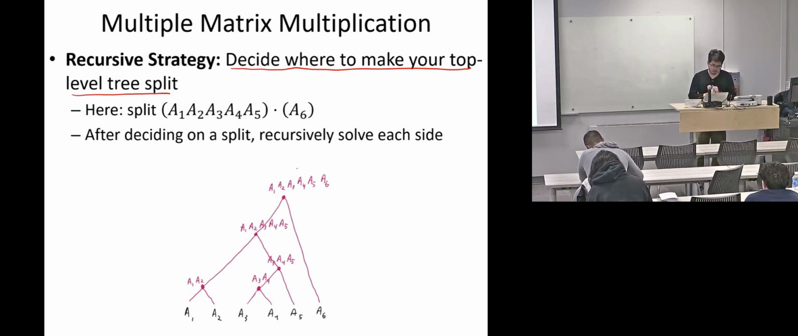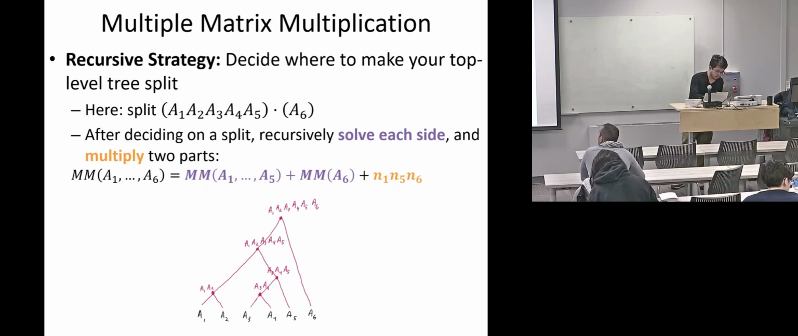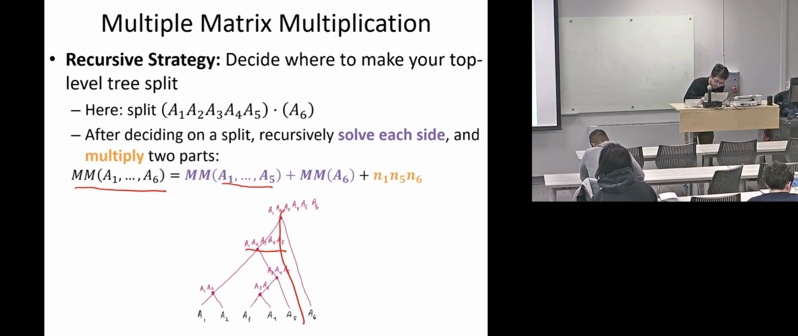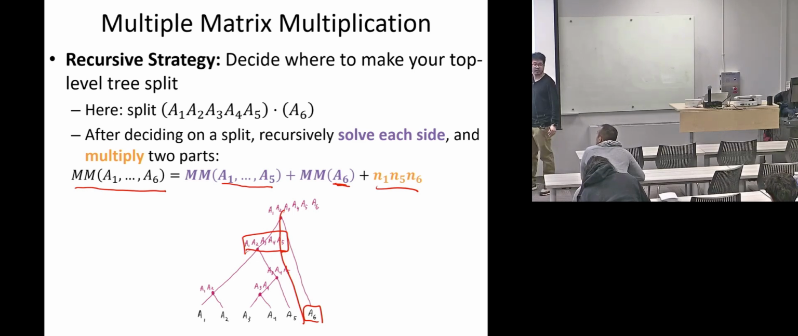Okay. And yeah, here you split here and recurse on this one and on this one. So the cost, for example, here, if I make a split here, is the cost when I recurse on A1 up to A5 and just on A6. And then I need to pay the cost for multiplying this one and this one, which is gonna be like the dimension of this one and the dimension of this one, I pay this much.